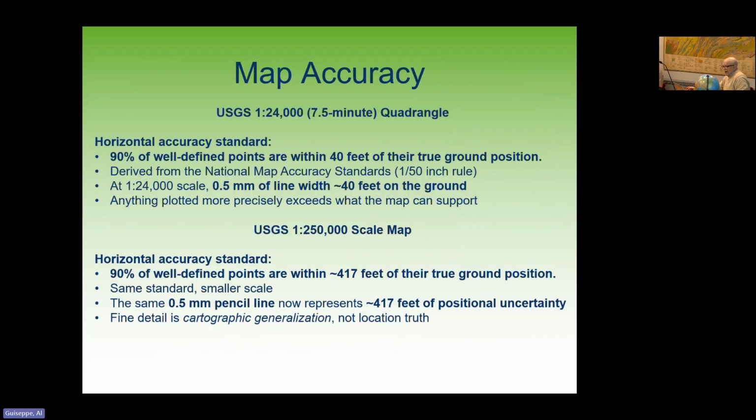Okay. Now, on the map, accuracy on a 1 to 24,000 map, that's the one we all basically live on, the one defined by the USGS, comes out to 40 feet on the ground, the 1/50th of an inch rule. And for the 250 scale map, the same rules apply, and it's 417 feet.